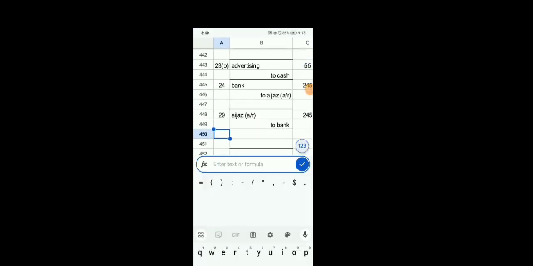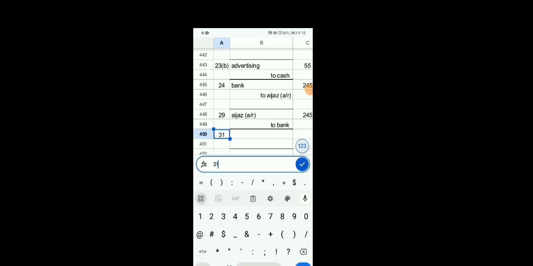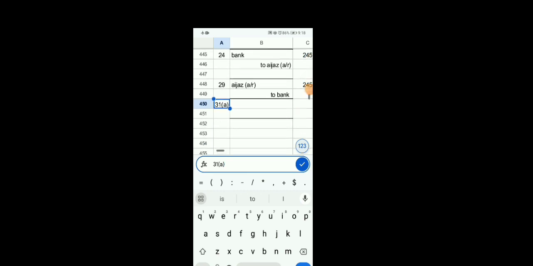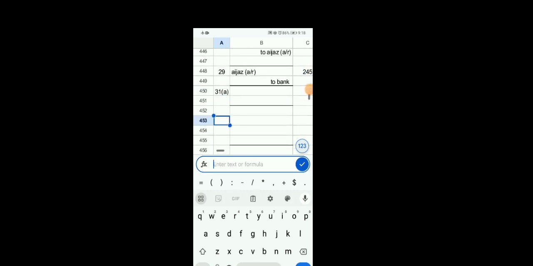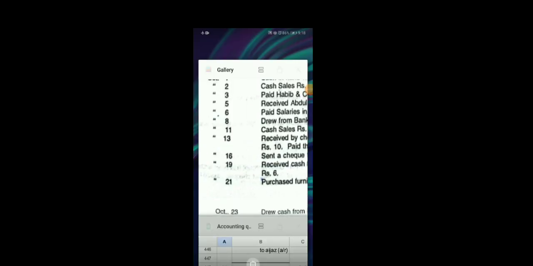Now next entry is 31 and there are two 31st entries. So what you are going to do, 31 a part you may write over here, and we can write 31 b at the same time, because 31 is having two parts. 31a saying paid office cash into the bank. You can understand that it's simple English. Paid cash into the bank.